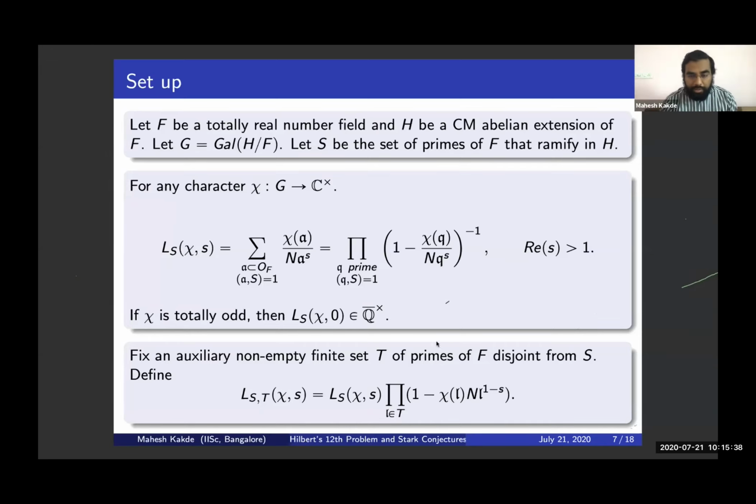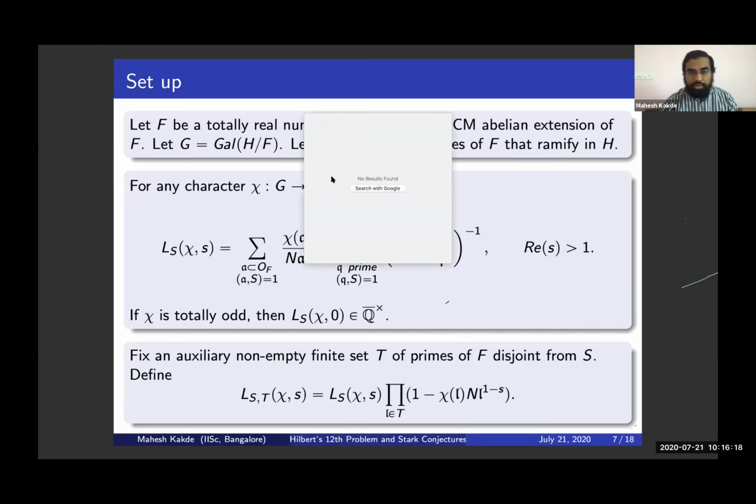And I modify it in a certain way. This last line is perhaps not that familiar. I multiply by these finitely many factors, 1 minus chi of l, norm of l to the 1 minus s. So this makes everything integral. Otherwise, we have to deal with denominators and we can't make an integral theory. So this thing has some significance, but it doesn't matter what non-empty finite set T we choose. It just has to be large enough and disjoint from S, and things work.